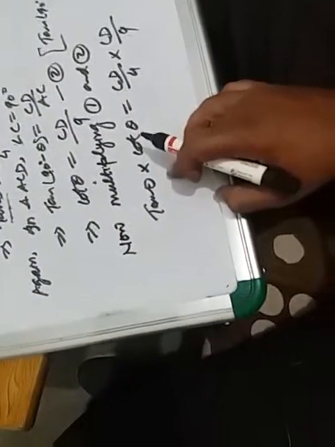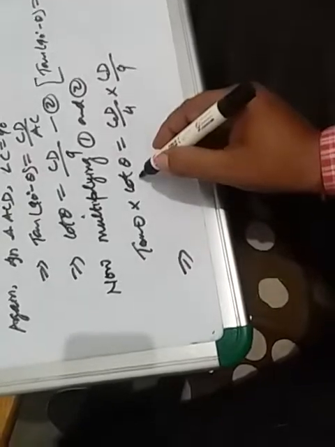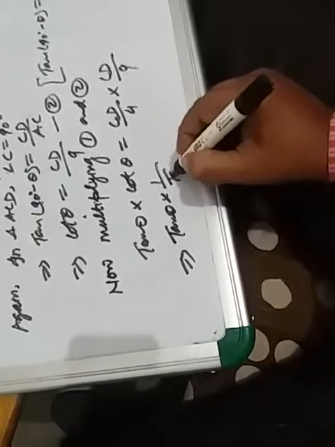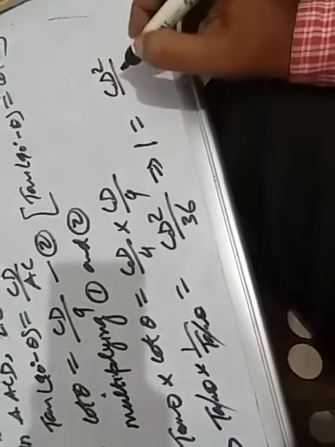Is there any doubt? Right hand side will be multiplied with right hand side, and left hand side with the left hand side. This implies that tan theta into cot theta equal to 1, since tan theta cancels with 1 upon tan theta. So 1 equal to CD square upon 36.